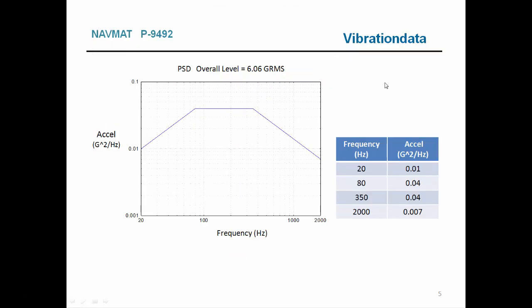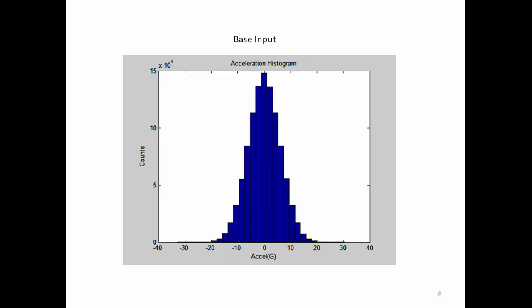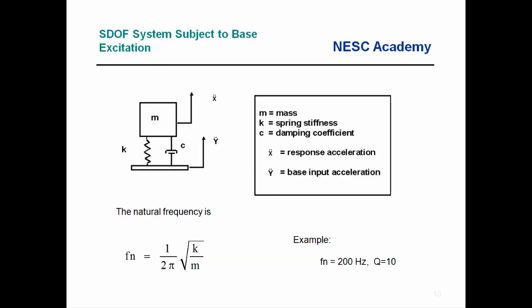Now if you go back through the class slides here, I just do the same thing I demonstrated, where we synthesize a base input time history, verify it has a normal distribution for its instantaneous values, so this is the histogram in other words. Verify that its power spectral density satisfies the NavMat spec within plus and minus 1.5 dB tolerance bands. Then we applied the synthesized base input time history to a spring mass single degree of freedom system.